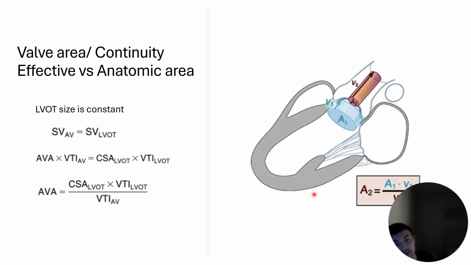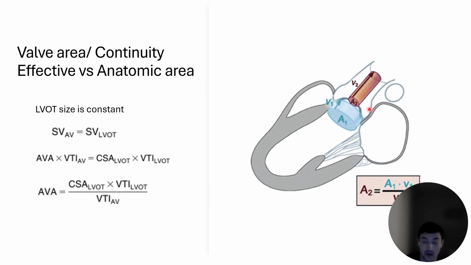Continuity equation means that if you have a stroke volume, the amount of blood that goes through this point, the LVOT, has to be the same amount of blood that goes through the aortic valve, because it's a continuity of the system, right? The same amount of blood that I have in the LVOT has to be the same amount of blood that goes to the aortic valve.